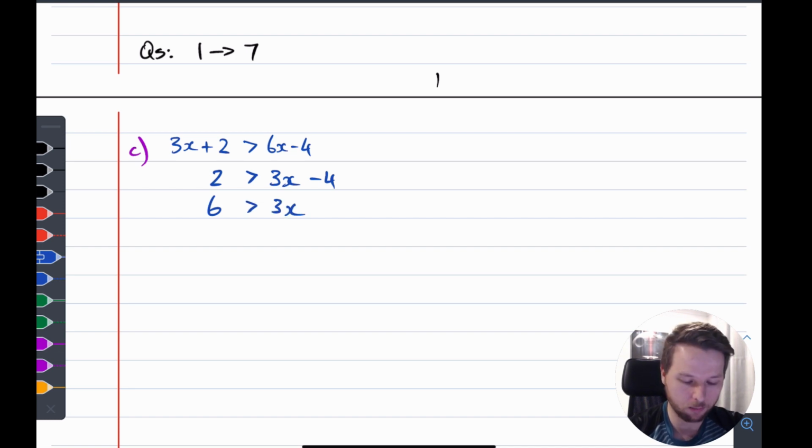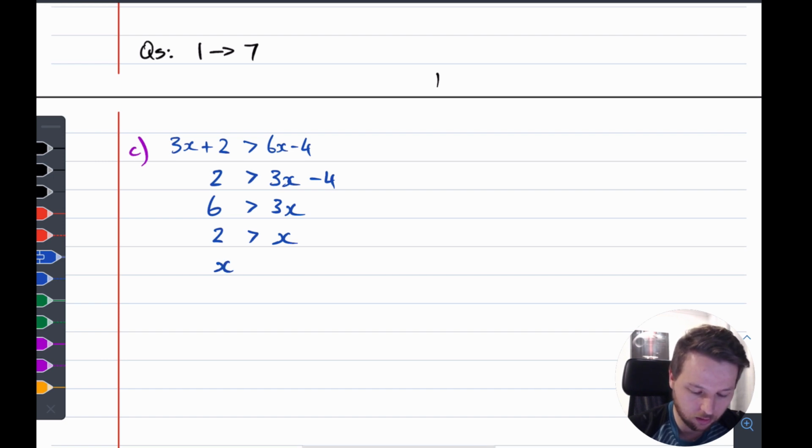And now I've got to divide by 3 just to isolate my x there. 6 divided by 3 is 2. Therefore, we have 2 is greater than x. And if I wanted to demonstrate the other rule, if I wanted to have x on the left, 2 is greater than x means x is less than 2. If we switch sides, we switch the equality.